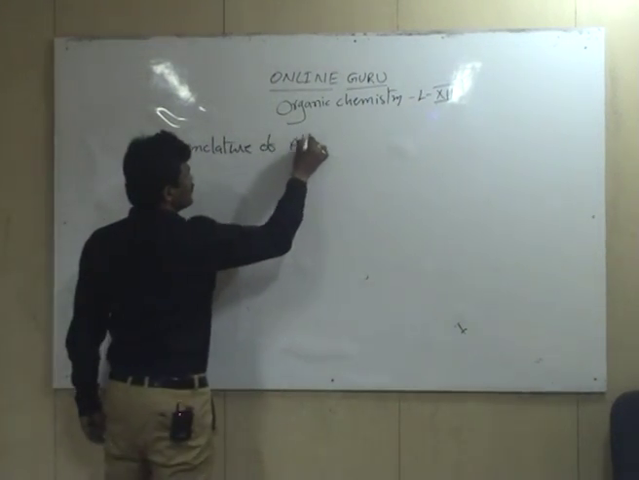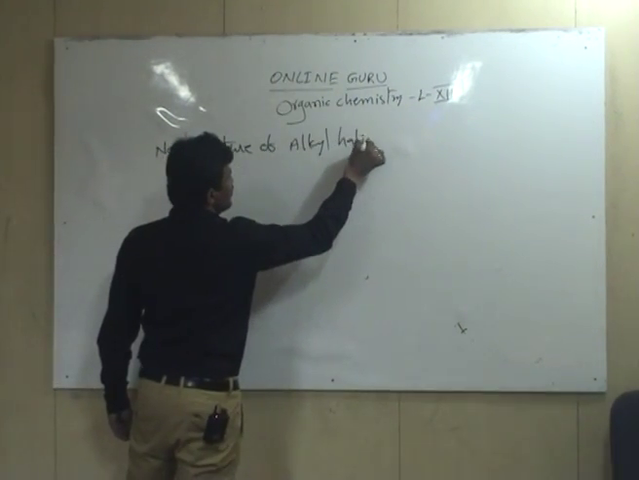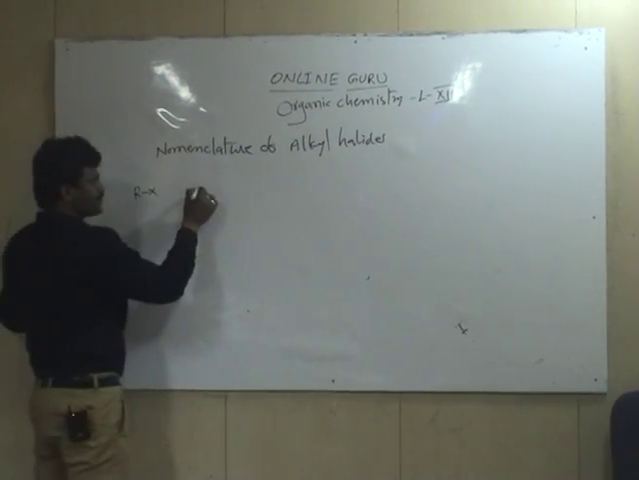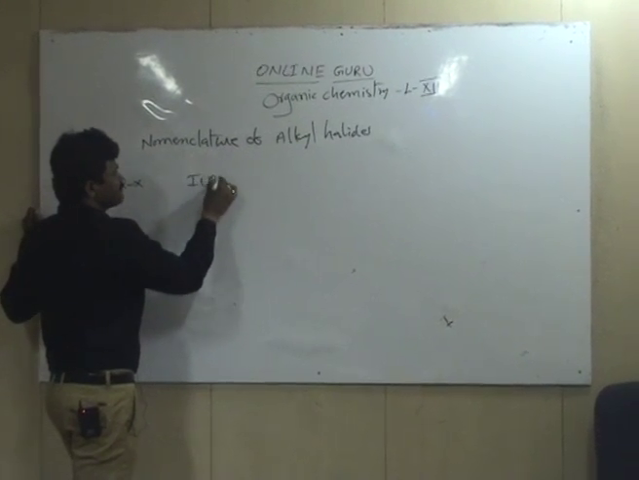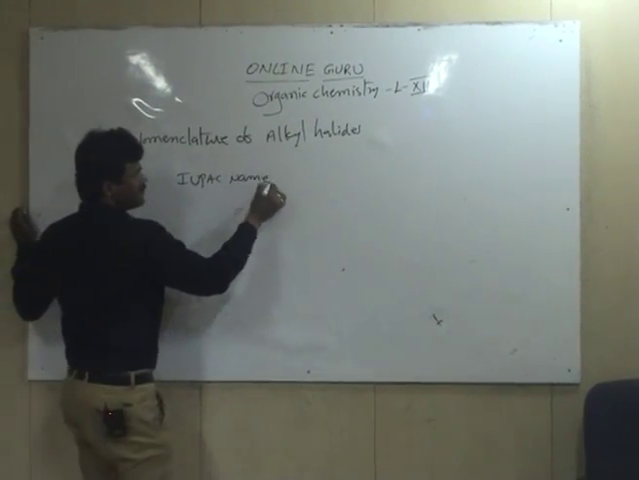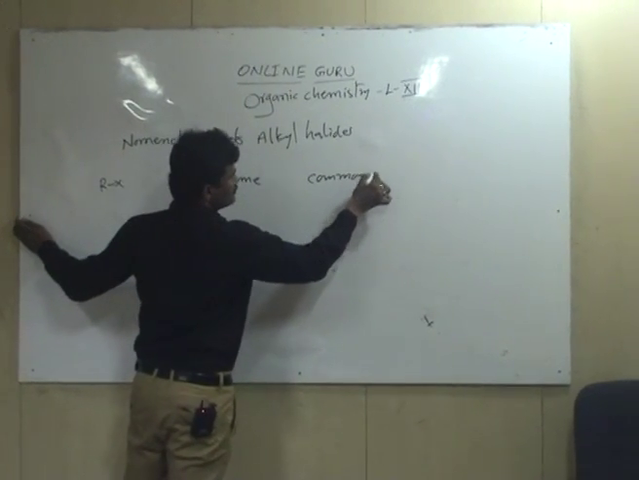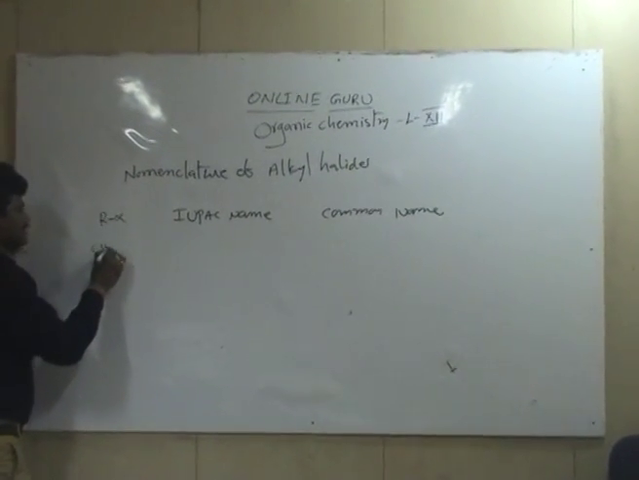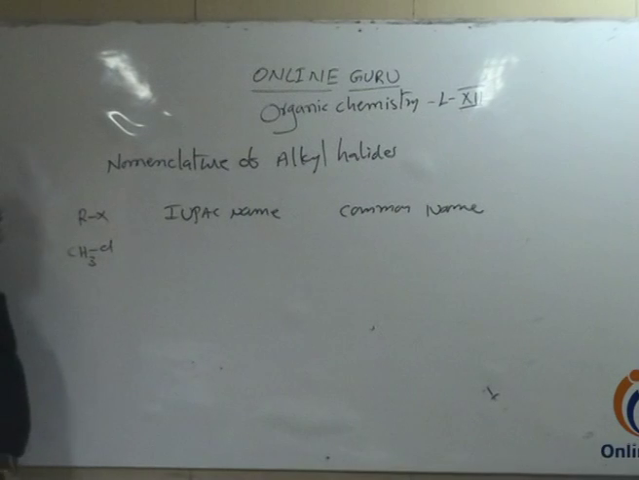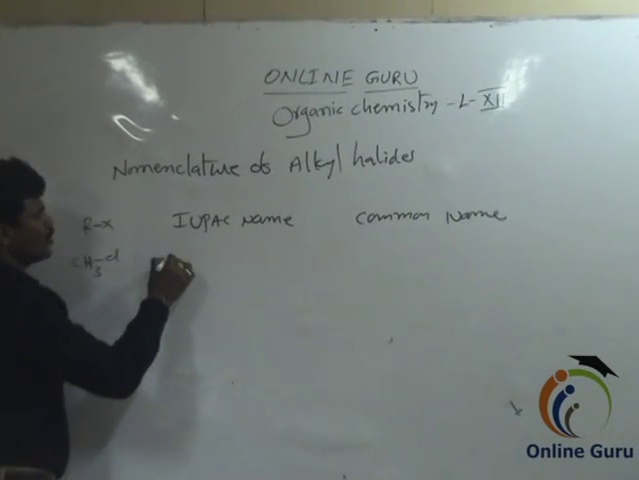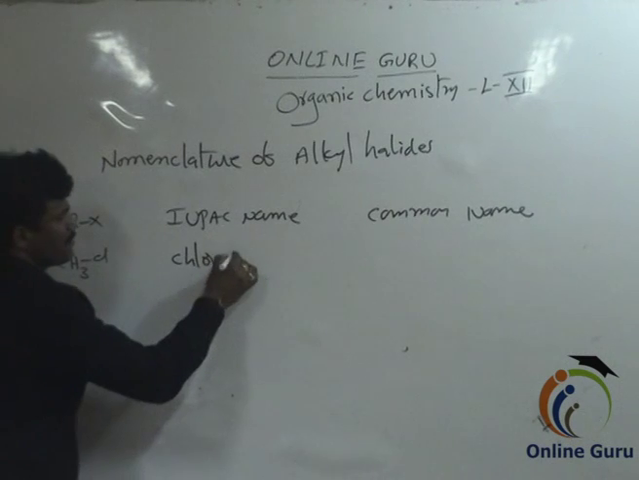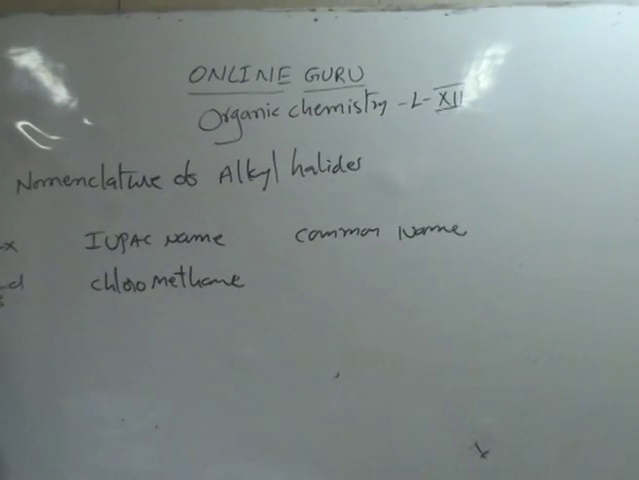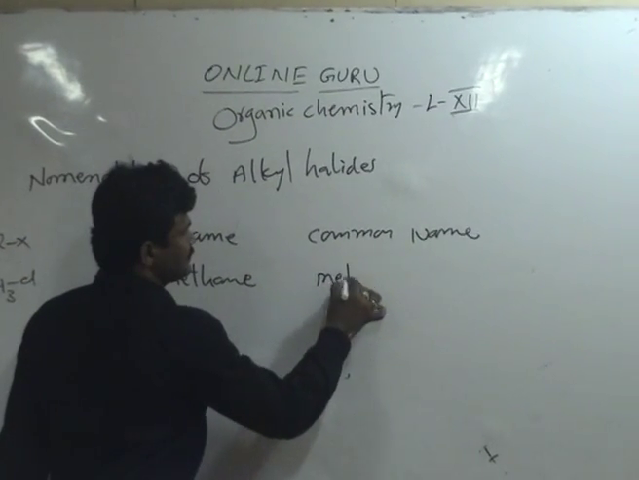Nomenclature of alkyl halides. Alkyl halides have an IUPAC name and a common name. Suppose CH3Cl: the IUPAC name is chloromethane. The common name is methyl chloride.